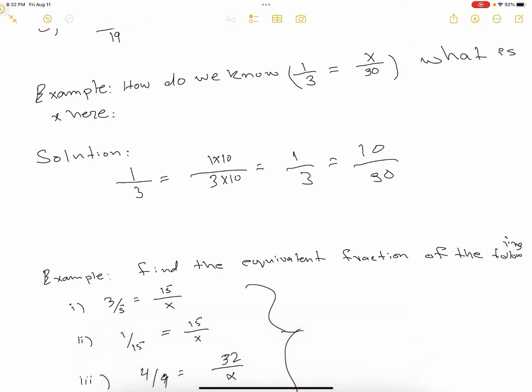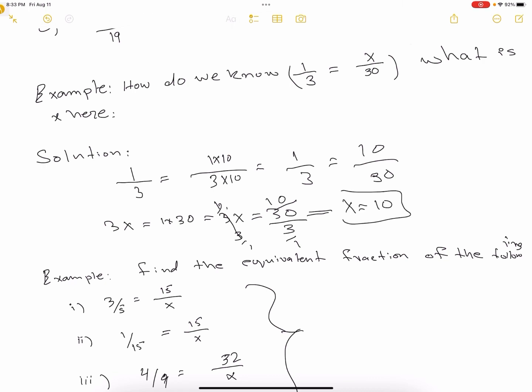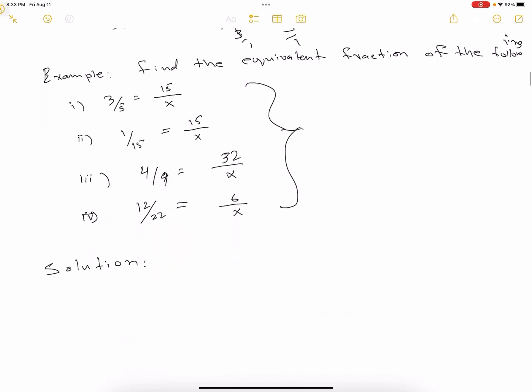There is another way we can find it. We cross multiply: 3 times x, 1 times 30. So we get 3x equals 30. We will talk about this in algebra. We divide both sides by 3. The 3s cancel, and 30 divided by 3 is 10, so x will be equal to 10. Okay, keep moving.